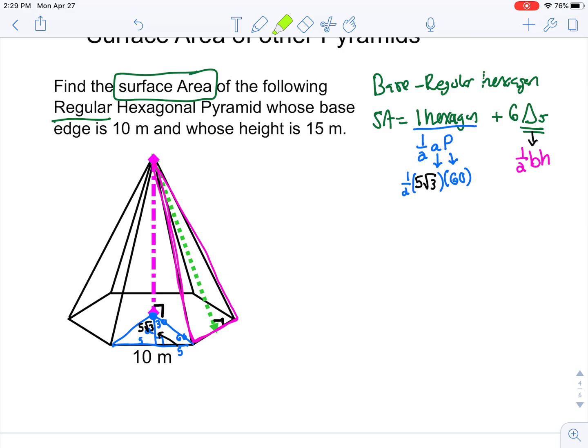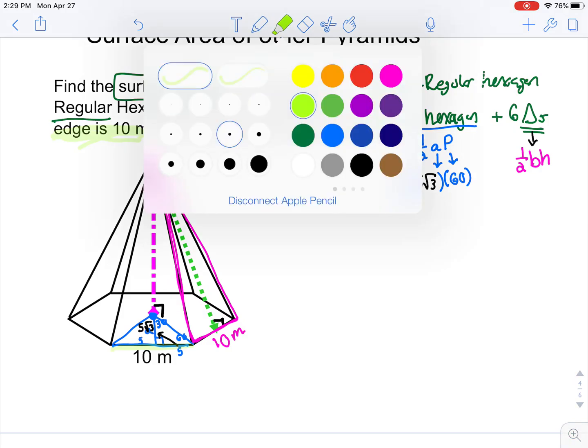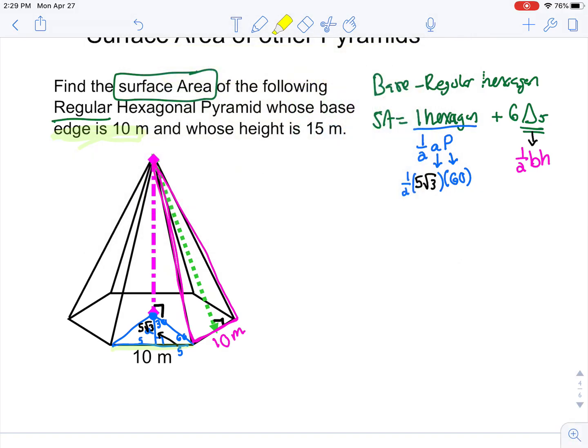What information have they told us in the problem? We know that the edge of the base was 10. We already kind of included that down here at the bottom. Now that also means that over here, this is 10 as well. The other thing that we're told is that the height of the pyramid is 15.